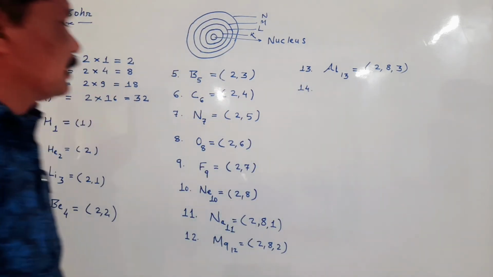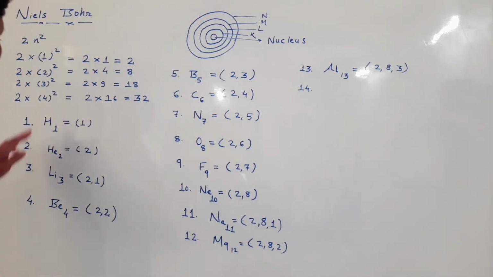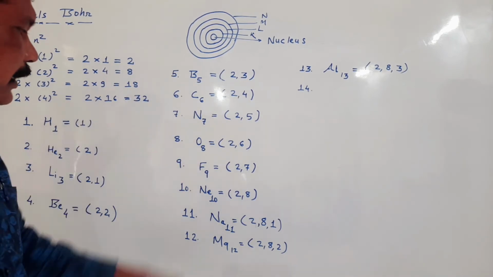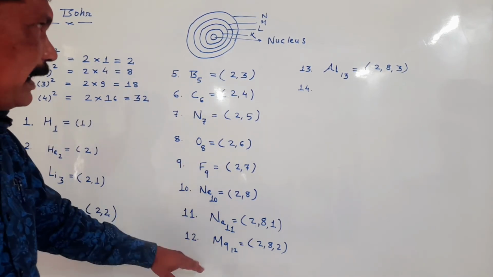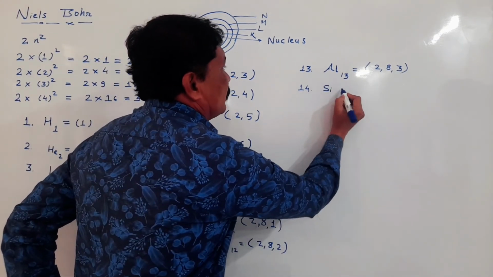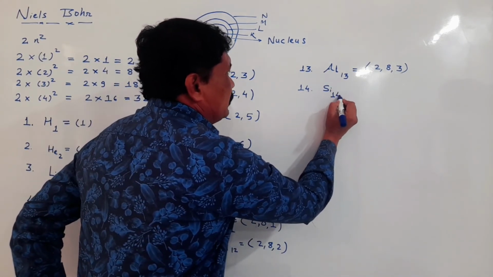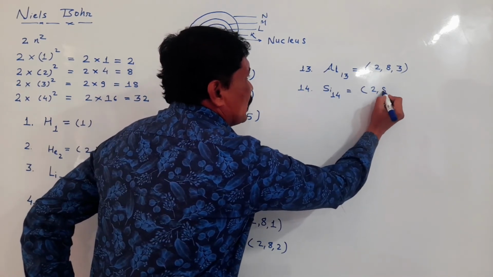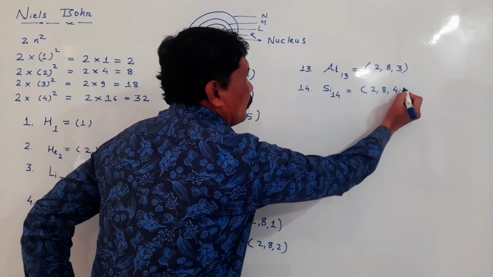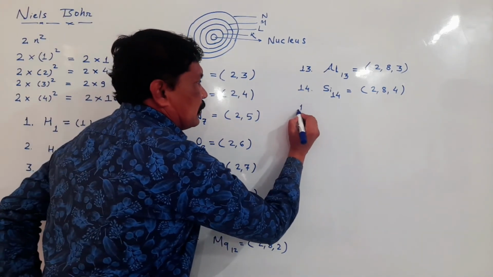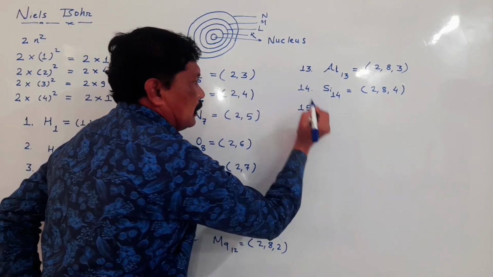My dear student, the next element will be hydrogen, helium, lithium, beryllium, boron, carbon, nitrogen, oxygen, fluorine, neon, sodium, magnesium, aluminium, silicon. And the atomic number is 14 and the electronic configuration is 2, 8, 4. Let's consider the next element.